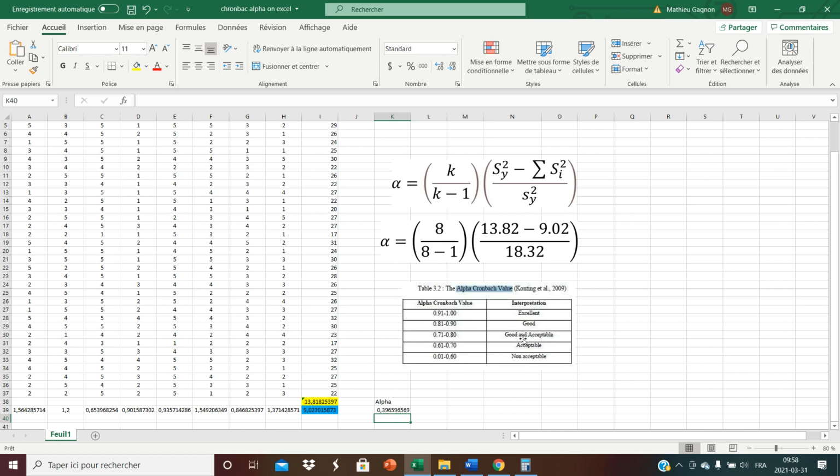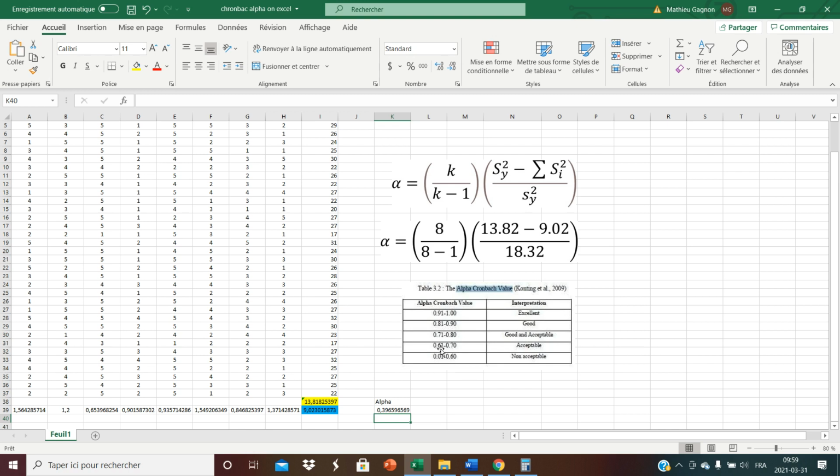c'est un peu subjectif ça, mais encore plus acceptable, disons. Okay? 0.81 à 0.9, bon. 0.91 et plus, excellent. So if you get a Cronbach alpha that's basically below 0.60, it means your data is completely unreliable. Your data is completely internally inconsistent.